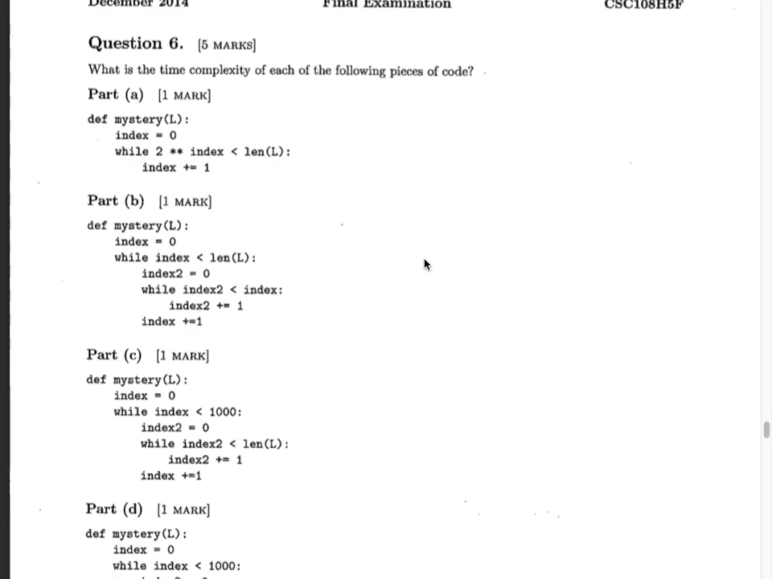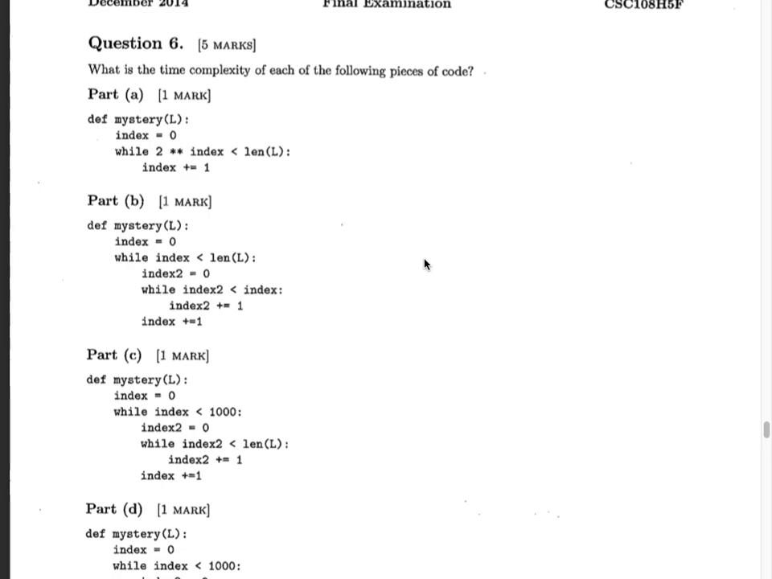And size may be different, but it seems that every time we've given you a list to make it easy. So I think each time here the complexity is going to be some function of n, where n is the length of the list. Okay, so what is this doing? Okay, so this is counting by powers of 2 to the length of the list.